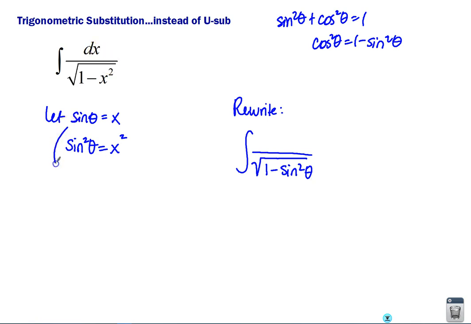Speaking of dx, I've got to have something to go there. So let's go back down here. Sine of theta is x. To get dx, I have to take the derivative of both sides of this with respect to x. Now, this is in terms of theta, so just like we've done in the past, when I take the derivative of a variable that's not x, but I want to take the derivative in terms of x, I have to use implicit differentiation.